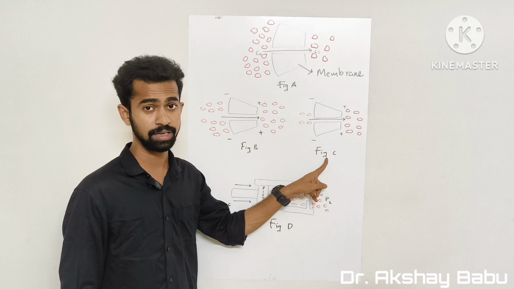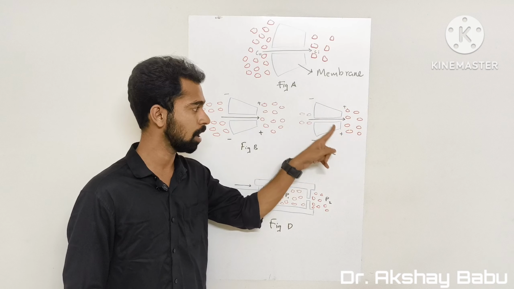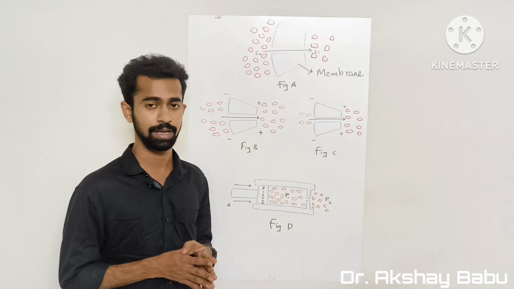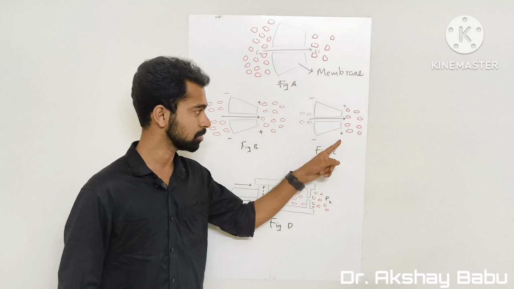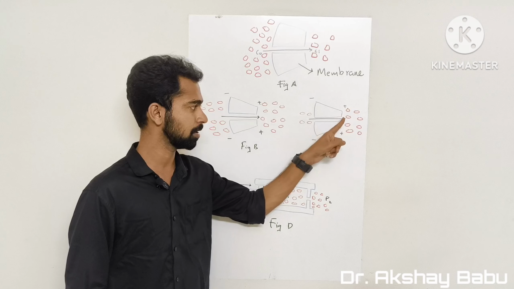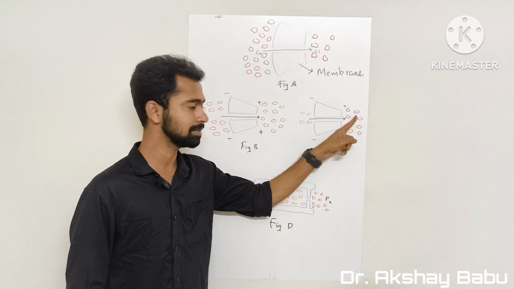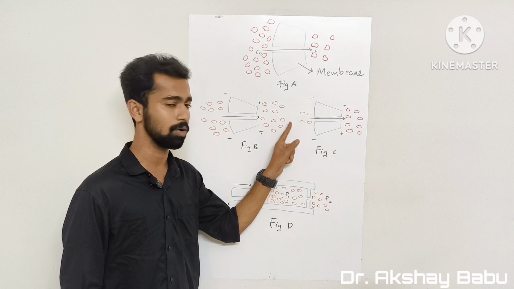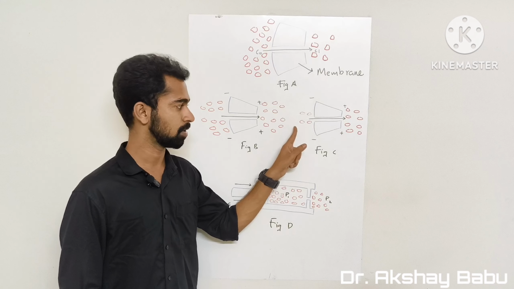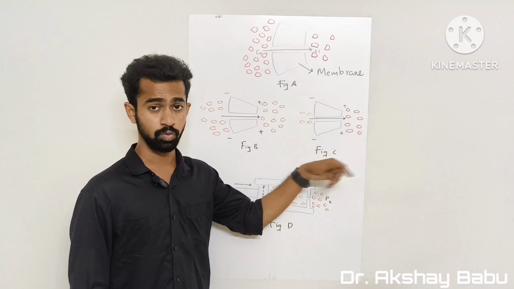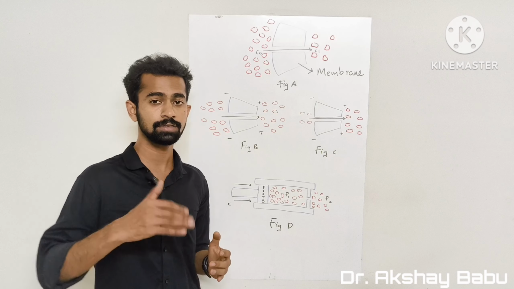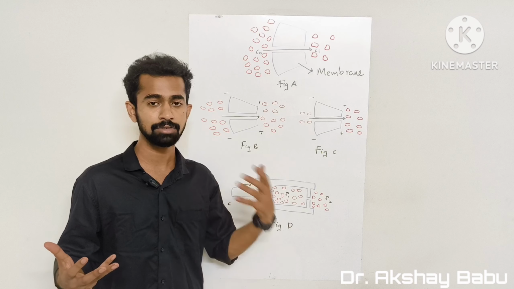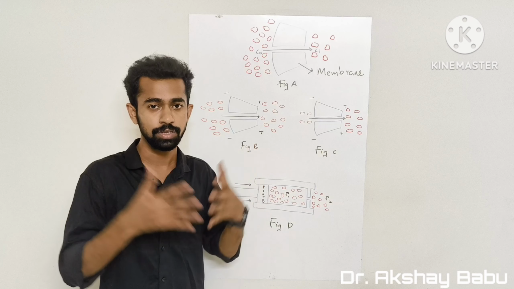In this figure C, you can see the concentration difference of ions has developed opposite to the electrical potential difference which has been applied. Here the concentration difference of ions over the right side will always tend to move these ions towards the left side, whereas the electrical potential difference will always tend to move these ions from the left side to the right side of the membrane. So when this concentration difference rises high enough, at one particular point the concentration difference and electrical potential difference will balance each other.